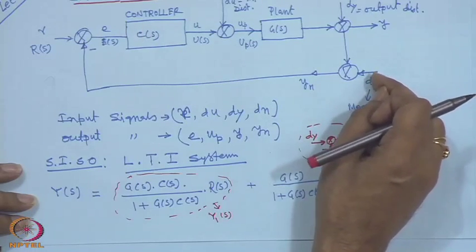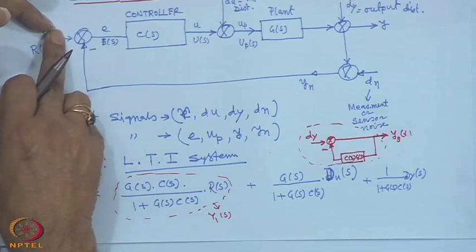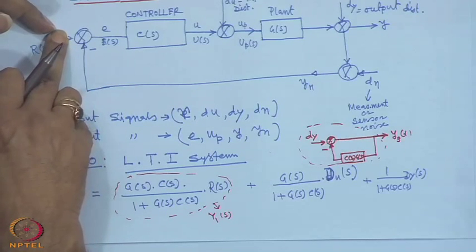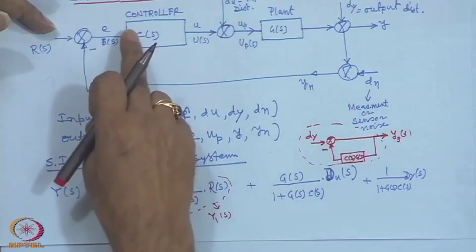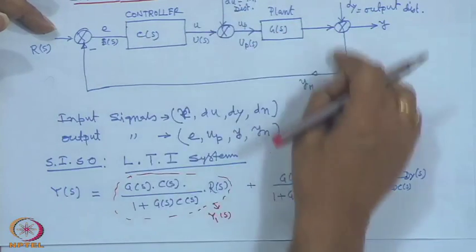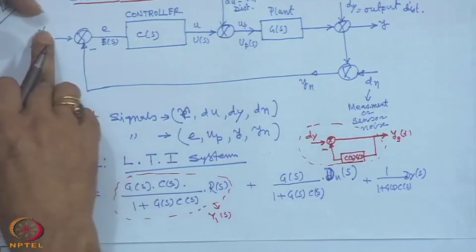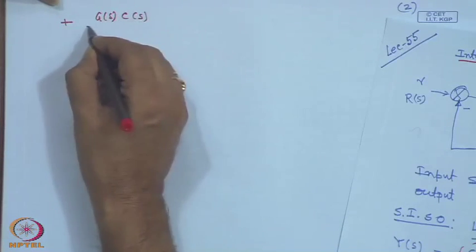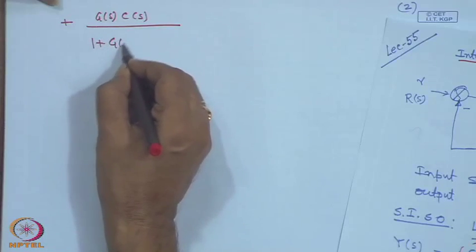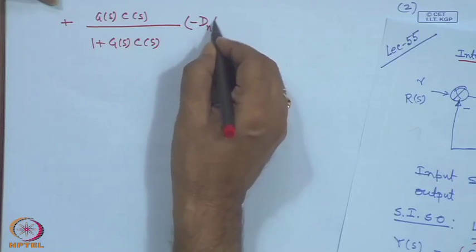One can think of it, this d_n is equivalent to r. If this is coming with a minus sign, if I show it here with a minus sign, d_n is the input and y is the feedback coming from this one. So, it is the same as our forward path transformation and loop transformation: G(s)C(s) divided by 1 plus G(s)C(s), minus d_n(s). So, I will redraw this. 1 plus G(s)C(s) will be minus D_n(s).